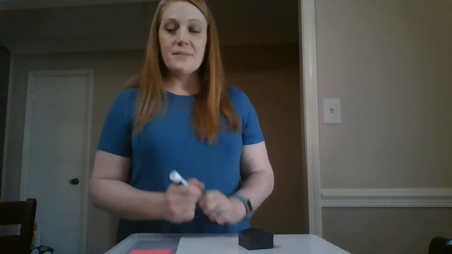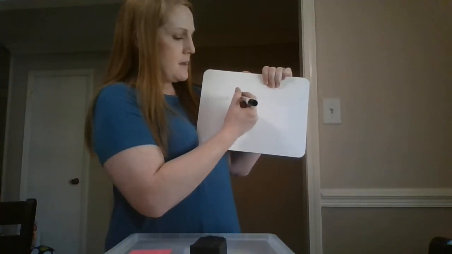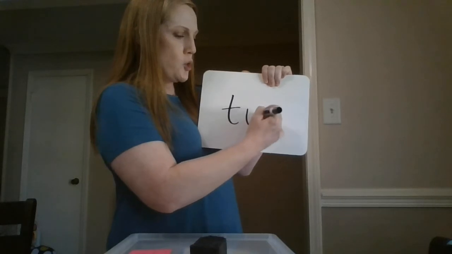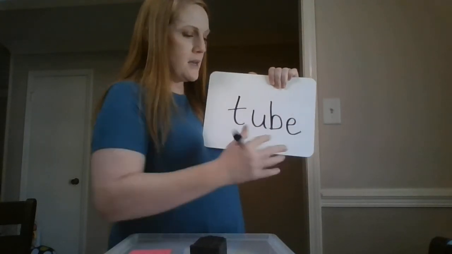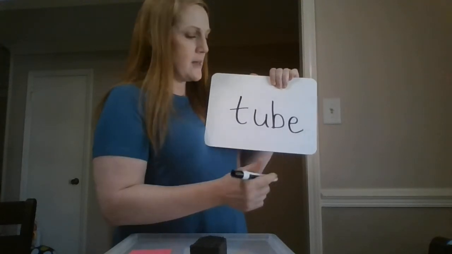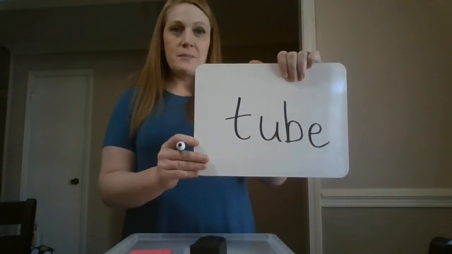All right, you ready for dictation? Remember, you're going to listen to the word, say it back to me. We will tap our sounds, and then you will write. Our first word is tube. Say the word tube. Let's tap our sounds. T, oo, b, tube. Pause the video and write the word tube. Are you ready to check? Tube. T-U-B-E spells tube. Check yours and make sure it matches mine.